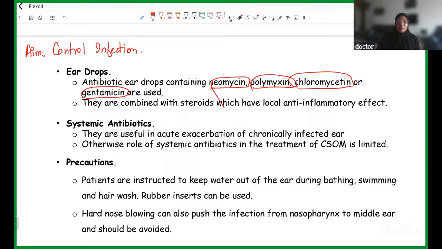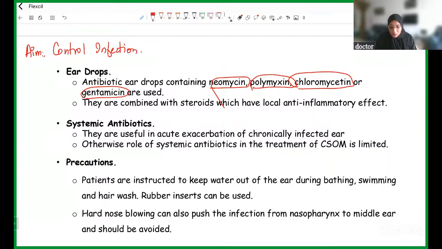Okay, coming to the part of precautions, the patients are instructed to keep water out of their ear. You cannot ask them not to take a bath. Of course, they can take a bath, but make sure they don't let the water enter the ear, or they avoid swimming, they avoid hair washing. They can use rubber inserts to block their ear if they have to take a shower. And you should not ask them to blow their nose hard. When you blow your nose out, you create a negative pressure in your eustachian tube, right? So you ask the patient not to blow hard, because this will push the infection back into the nasopharynx if you have any, right? So this should be avoided.